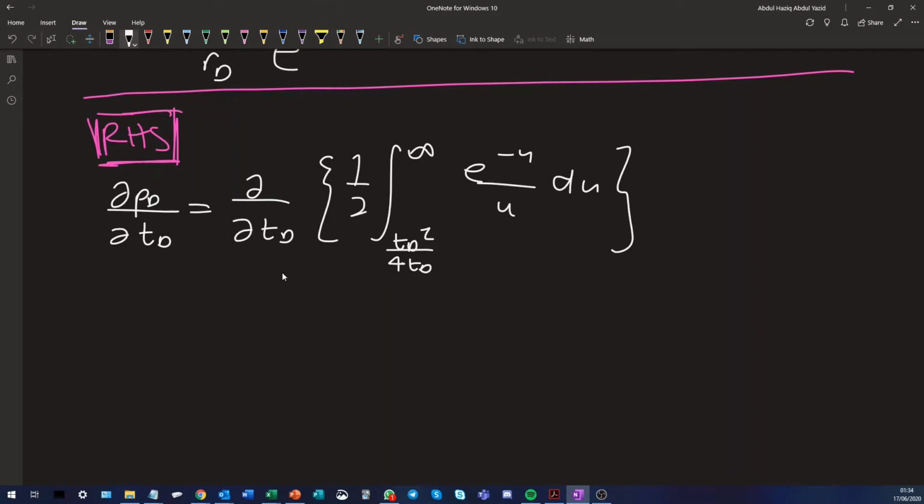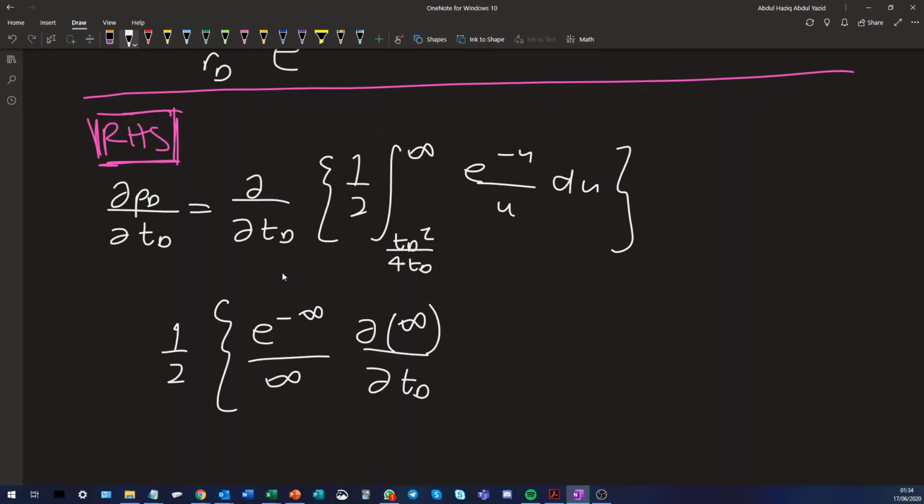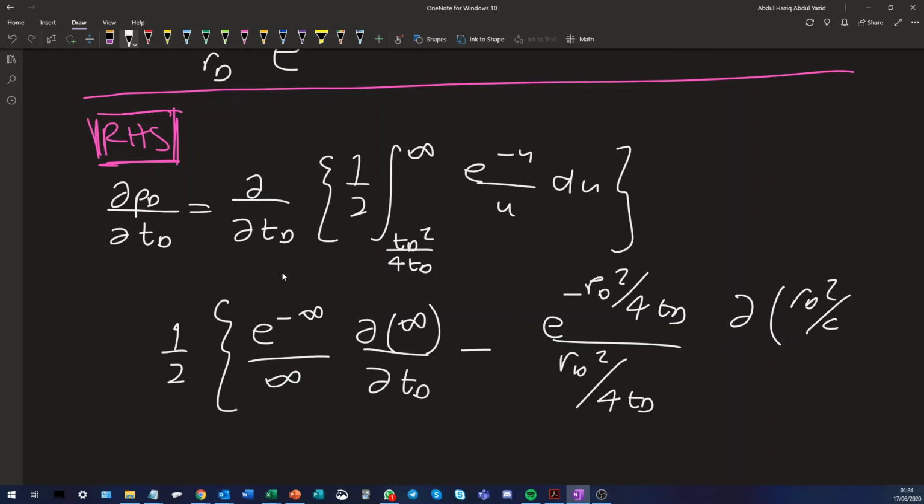So if we break this apart using a similar logic to the previous question, what we'll get is we can take out the half over here. We can just open the brackets over here. So again, we have negative e to the negative infinity. We have ∂ infinity here, but over ∂t_D this time. Subtracted by e to the negative r_D squared over 4t_D, r_D squared over 4t_D, ∂ r_D squared over 4t_D over ∂t_D.